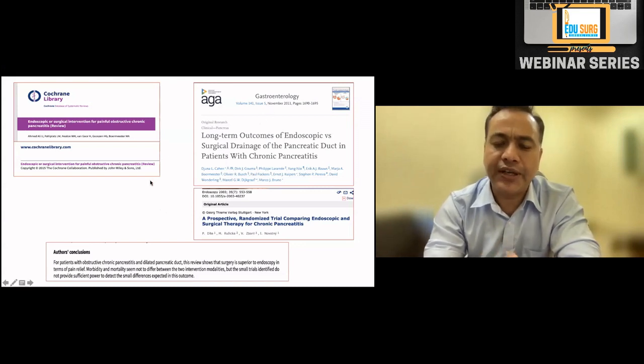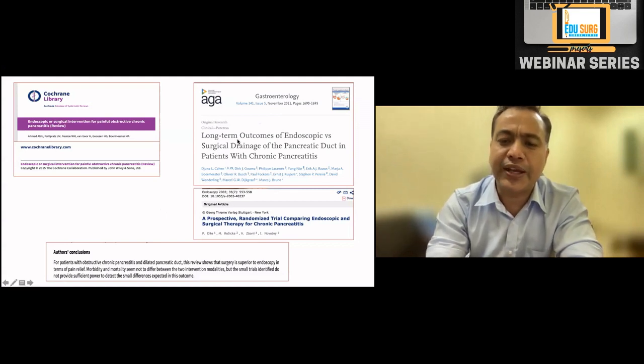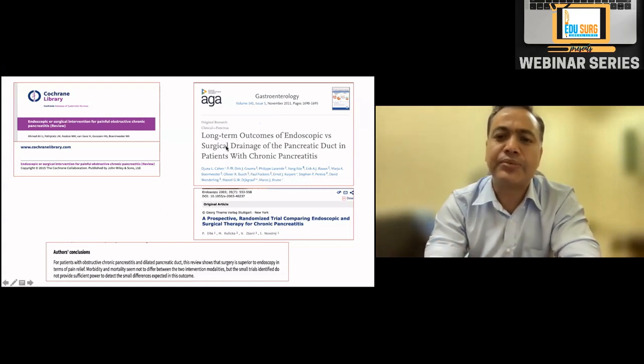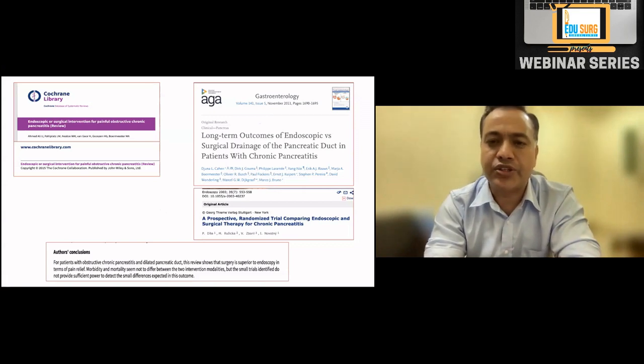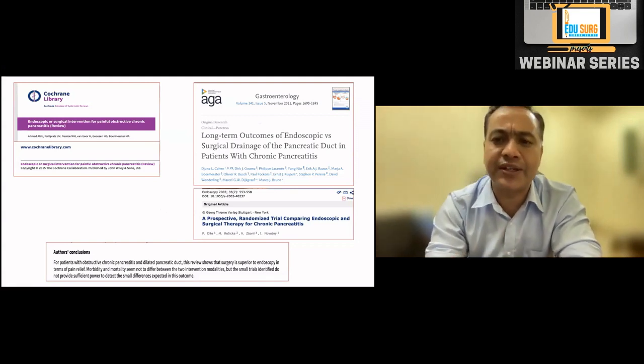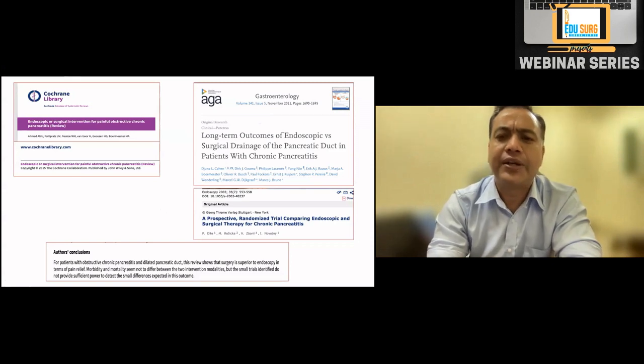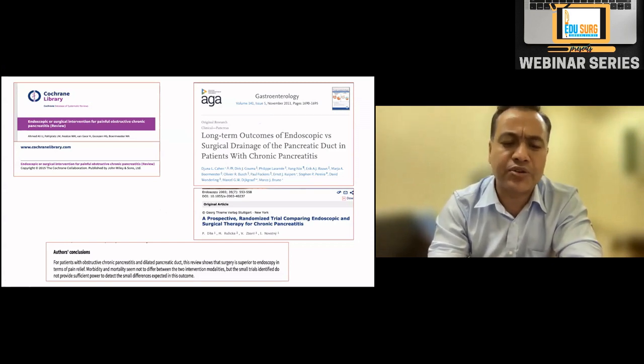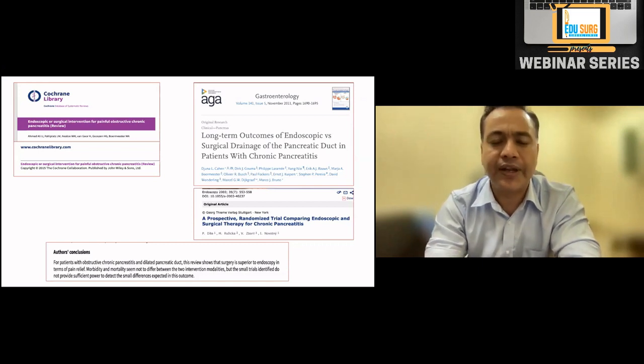So in the first, ERCP versus the surgical treatment was compared. And in the second, ERCP was combined with ESWL whenever required. Although both these randomized trials have been criticized in various aspects, both of them have been able to demonstrate very good pain control in patients who have undergone surgical treatment over the endoscopic treatment.